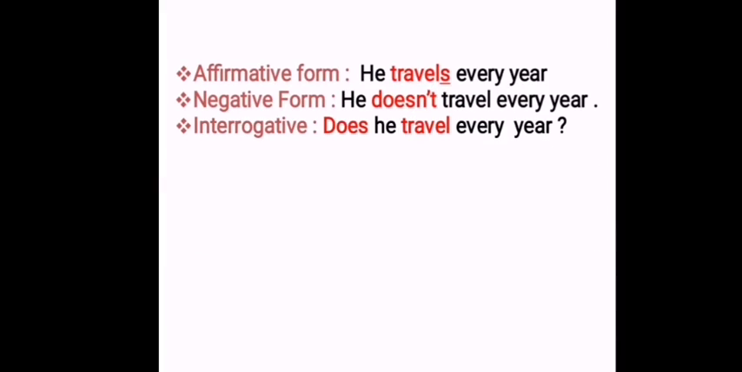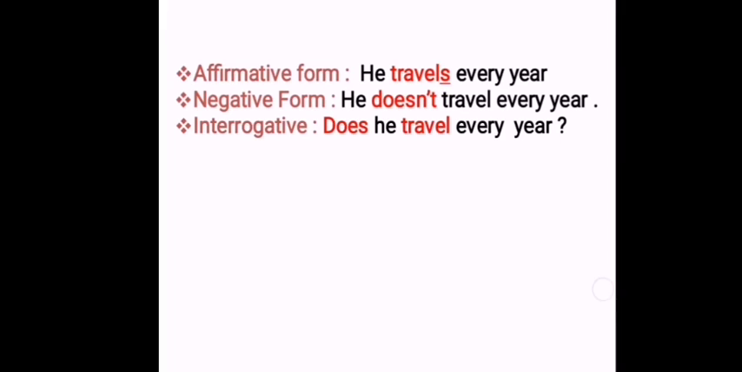Here, let's have an example. In the affirmative form, "he travels every year." This sentence is in the affirmative form. We added an S to the verb to travel because we have the pronoun he. And now, in the negative form, "he doesn't travel every year." Here we add doesn't travel. Now, in the interrogative form, the sentence becomes "does he travel every year?"